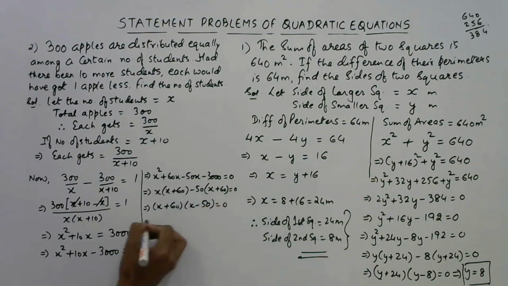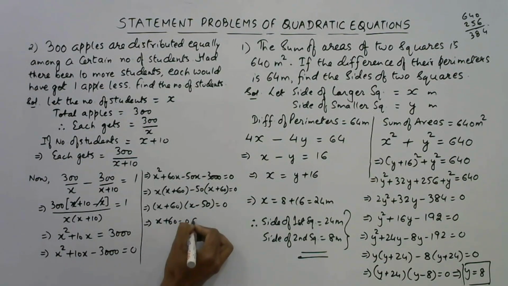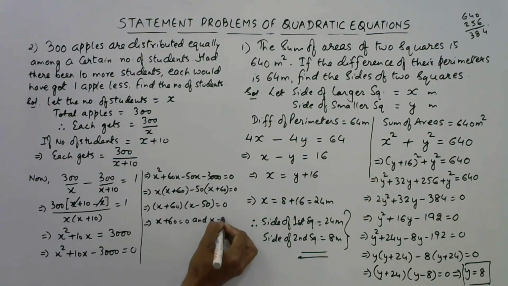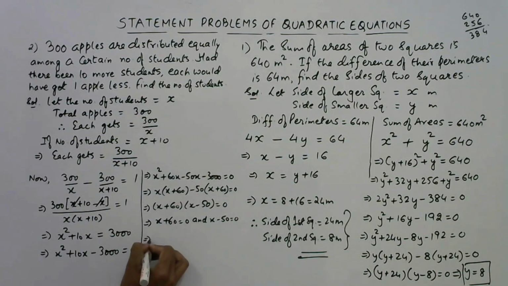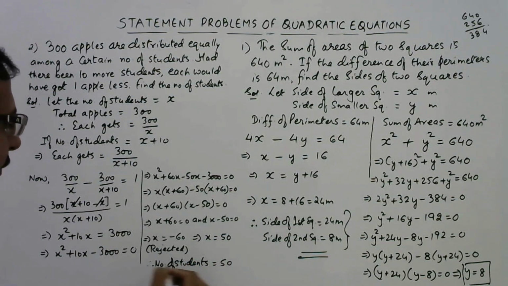So number of students cannot be negative, so we will get only one answer here. x is minus 60. This is to be rejected because number of students is never negative. Gives x equal to 50. So your answer for the question, number of students is 50.